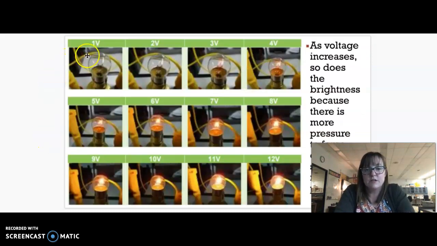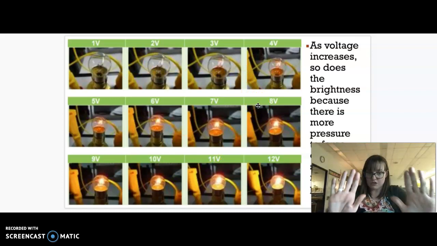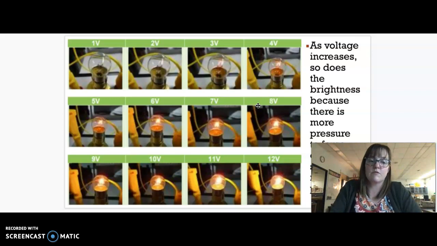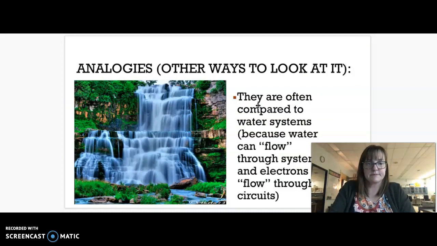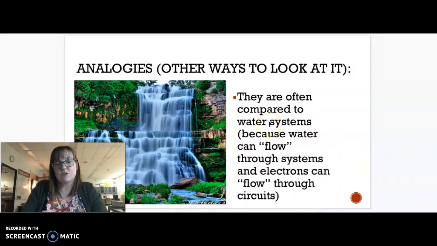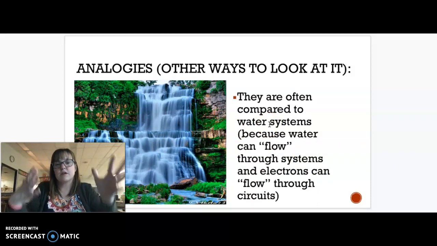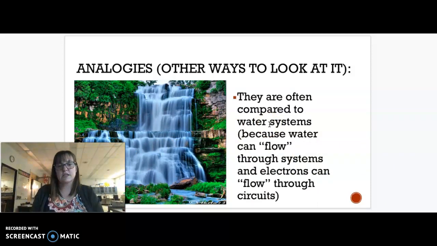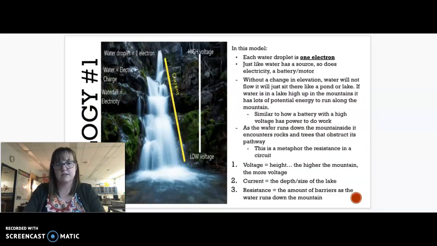And then here, as you go up in voltage, you'll notice that the light is getting brighter and brighter and brighter. So as you increase the voltage, you increase the brightness because there's more pressure or more force going on the electrons, allowing them to have more light produced. With our circuits, we want to look at them as analogies. If we compare it to a water system, we do that a lot because water systems flow. The water flows like the electrons flow through the circuit.